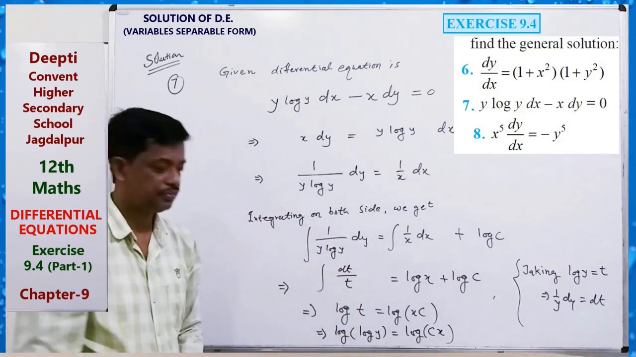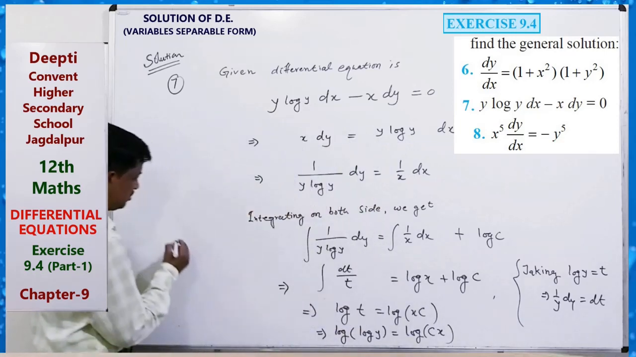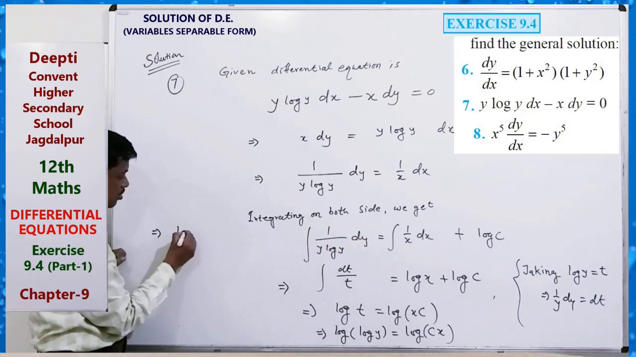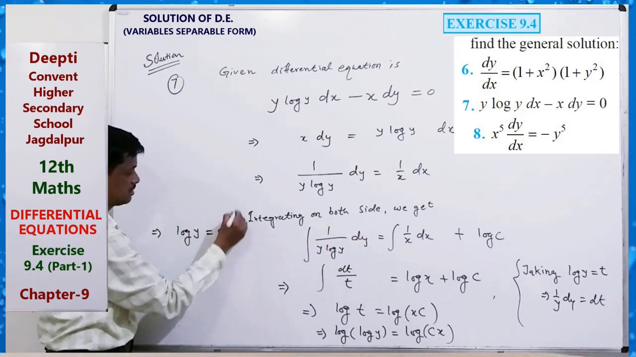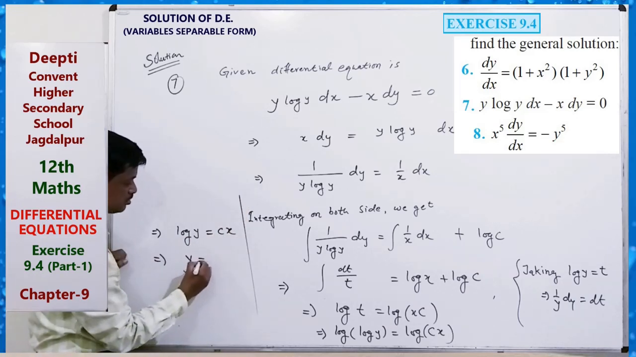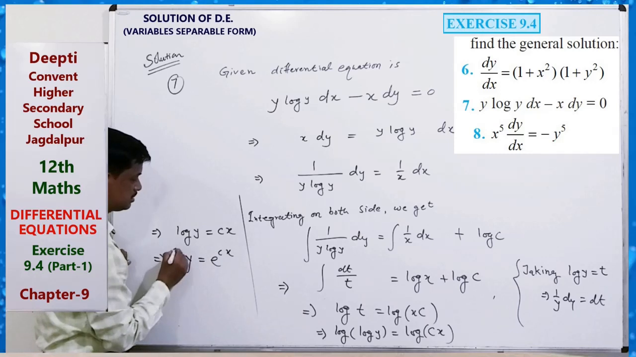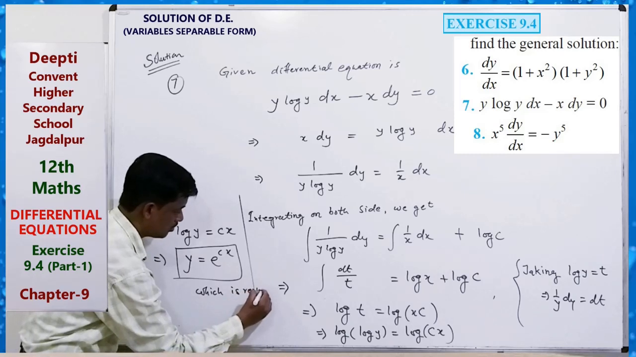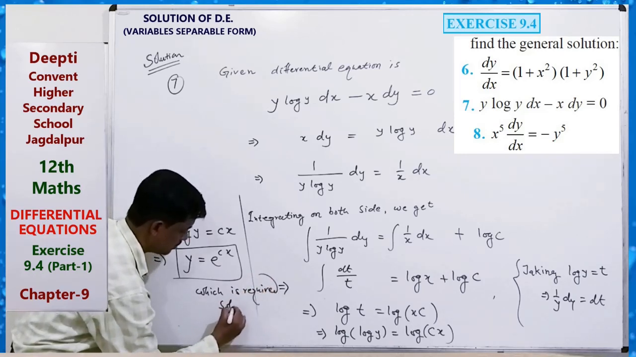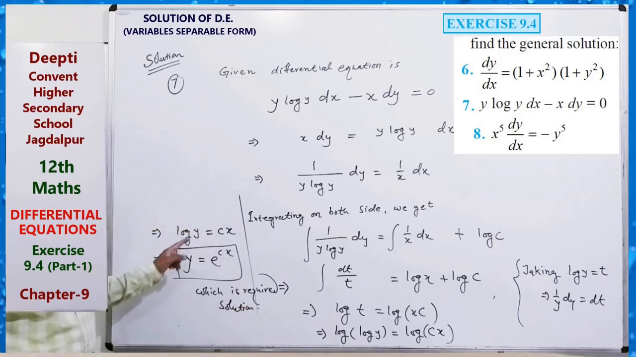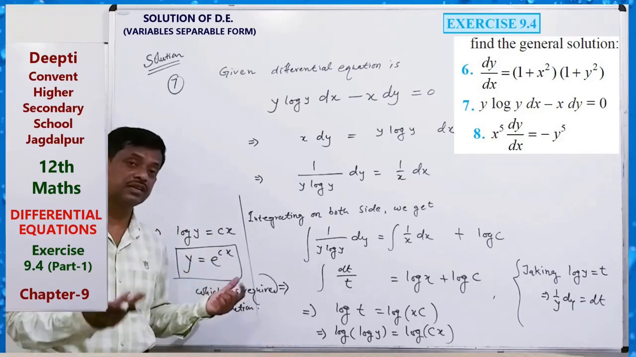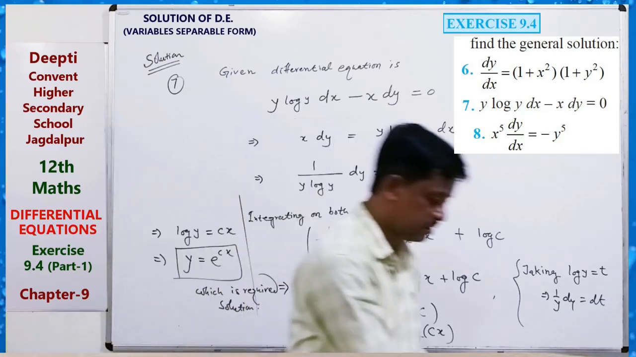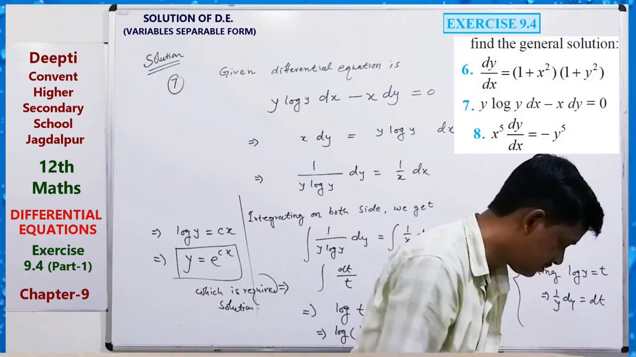So log of log y equals log of cx. So log y equals cx, and this can be written as y equals e to the power cx. This is the required solution in simplified form. Here c is an arbitrary constant, one constant, for a first order differential equation. So y equals e to the power cx is our solution.